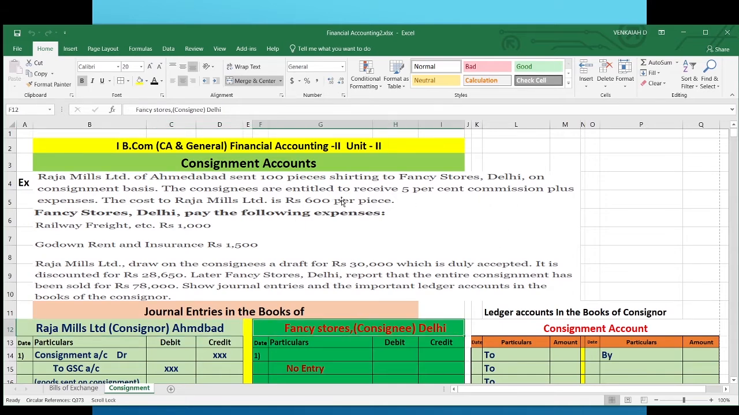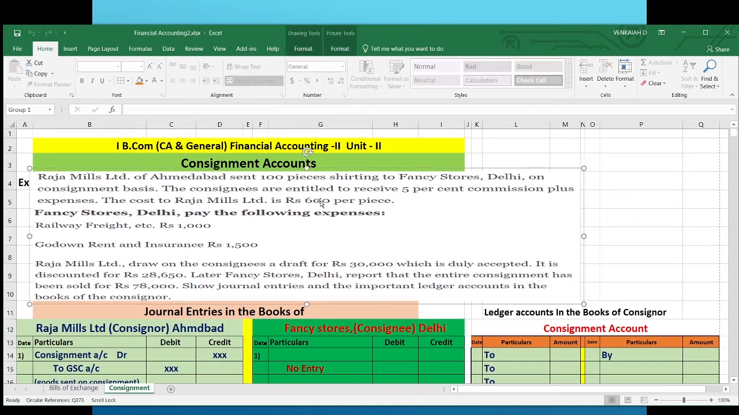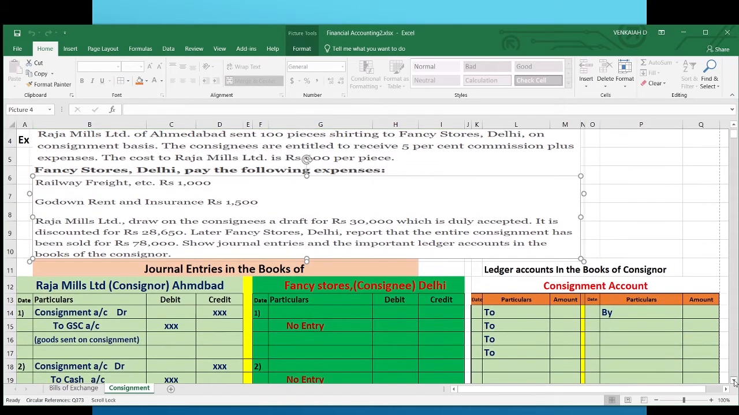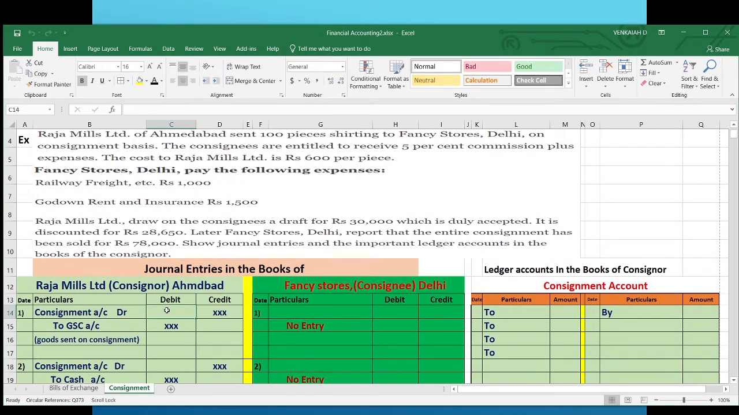And the consignee is entitled to receive 5% commission plus expenses. Cost to Raja Mills Limited is 600 per piece. How many pieces are sent? 100 pieces. Each piece how much? 600. So the total amount of goods sent on consignment is 100 into 600. Goods sent on consignment is 60,000.